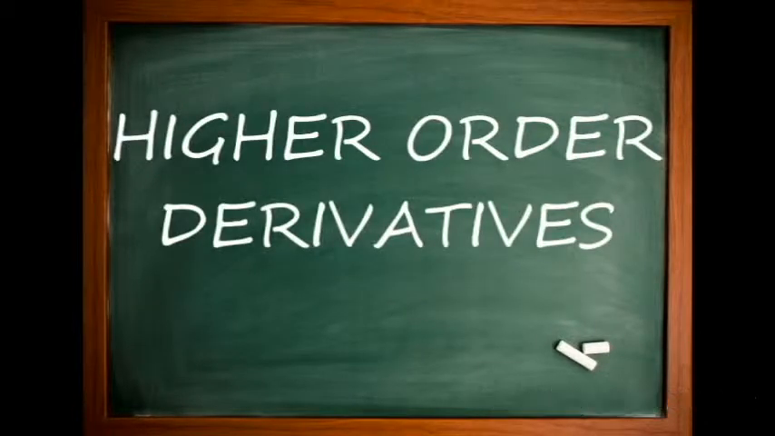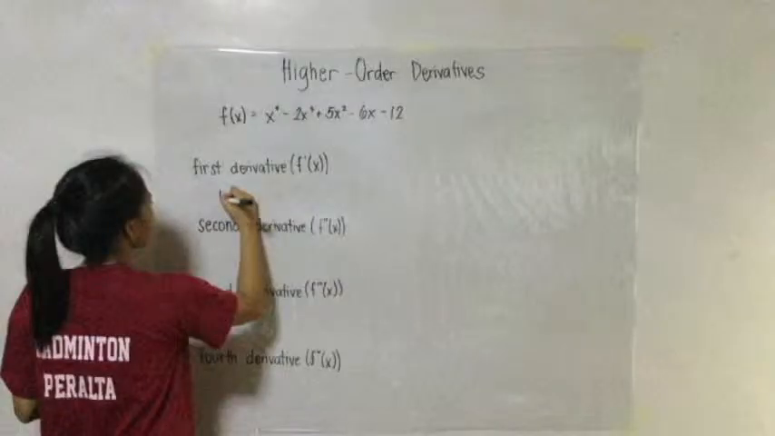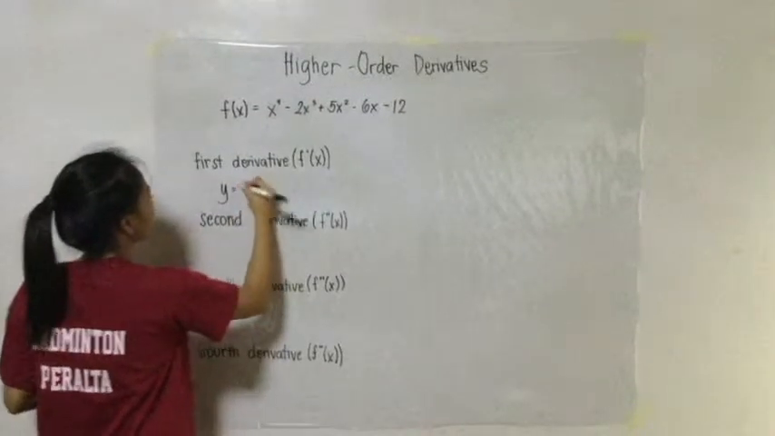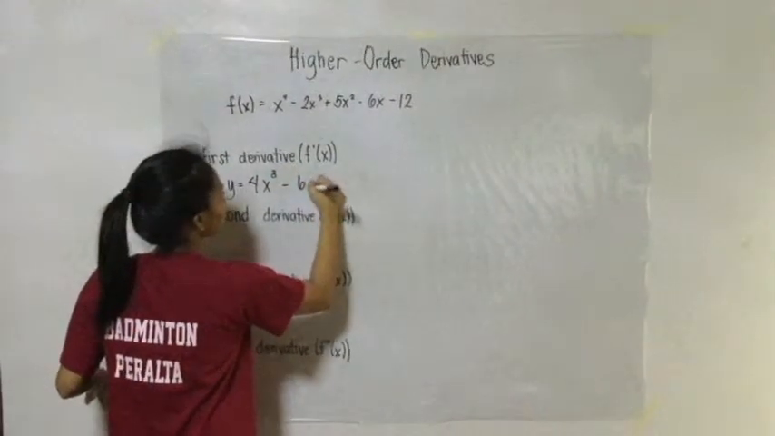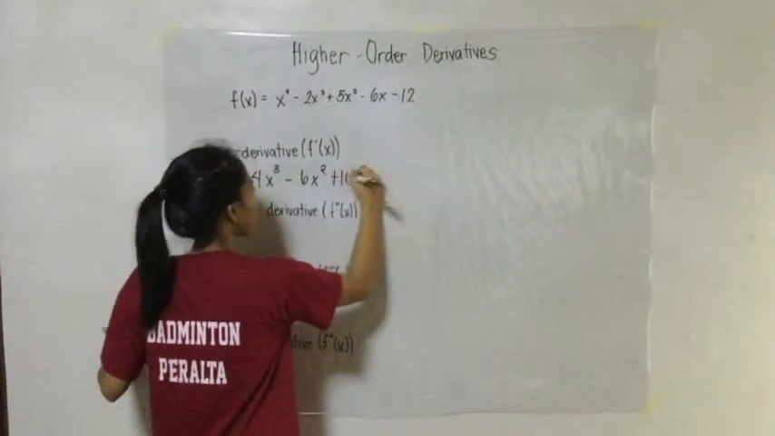Higher order derivatives are the second and subsequent derivatives. For example, f of x is equal to x raised to 4 minus 2x cubed plus 5x squared minus 6x minus 12. First derivative, y prime is equal to 4x cubed minus 6x squared plus 10x minus 6.